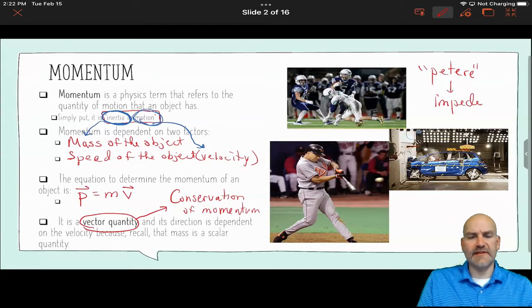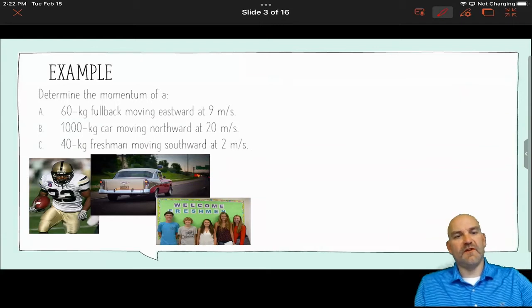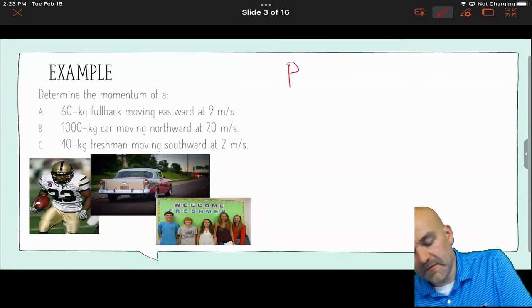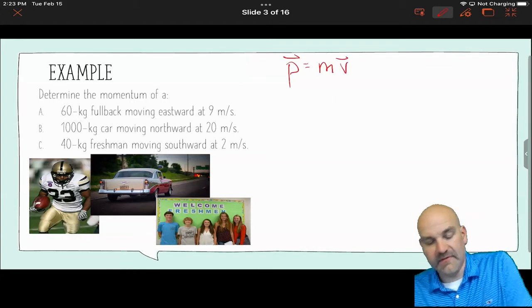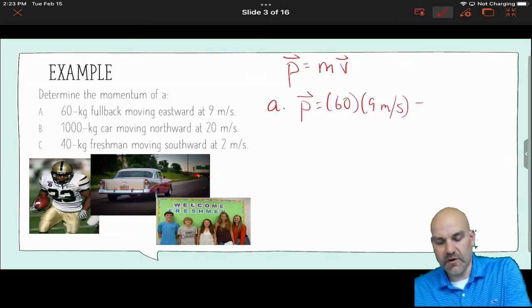So let's look at an example problem using this calculation. As you can see, it's a very simple calculation. All you have to do is mass times velocity. Here we have: determine the following momentum. A 60 kilogram fullback moving eastward at 9 meters per second, a 1,000 kilogram car moving northward at 20 meters per second, and a 40 kilogram freshman moving southward at 2 meters per second. In each scenario we just do P equals m times v. For scenario A, the momentum of the fullback is 60 kilograms times 9 meters per second east, which we'll call the positive direction.